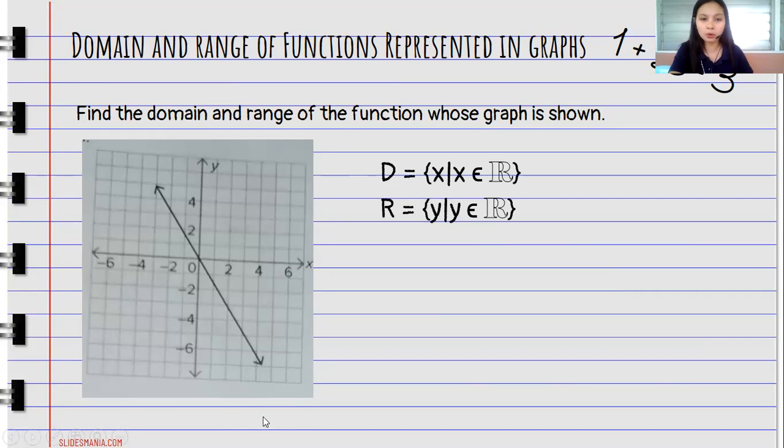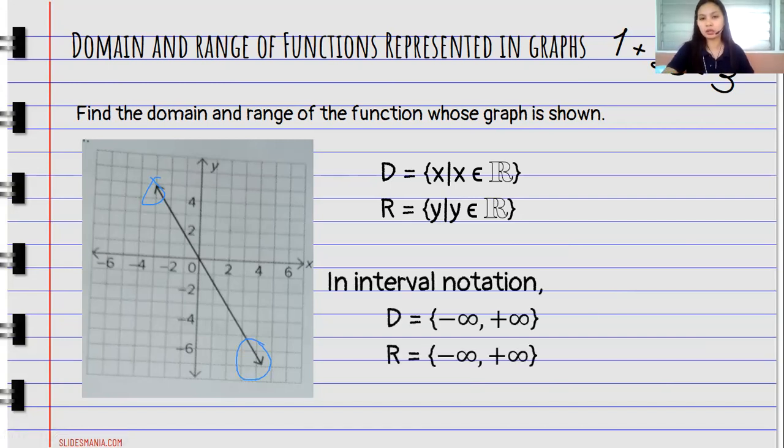As you can see po, it is extended infinitely on both ends. Nakikita niyo po yung arrow on both ends. It means po it is from negative infinity up to the positive infinity. Or pwede natin siyang isulat as x such that x is an element of all real numbers, and our range is y such that y is an element of real numbers.